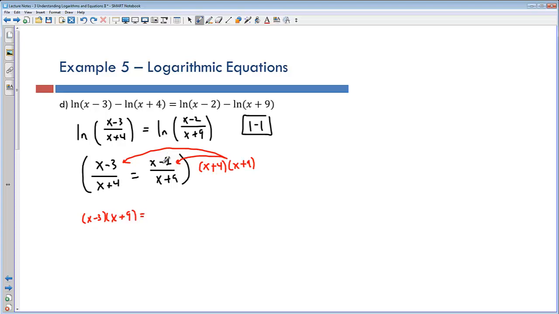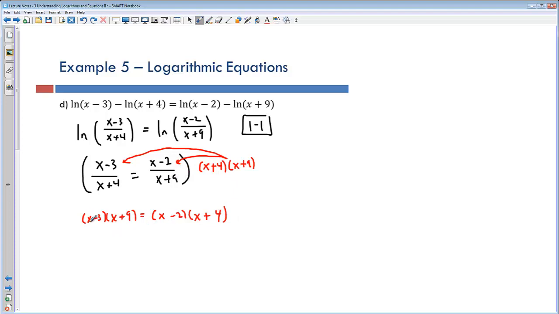And that's going to be equal to, on the right-hand side, the x plus 9s are going to cancel. And so we'll get x minus 2 times x plus 9. Oops, I made a mistake there. Not x plus 9, but x plus 4. Right? The x plus 9s are going to cancel right here. So x plus 4. And so now we basically have a quadratic equation.